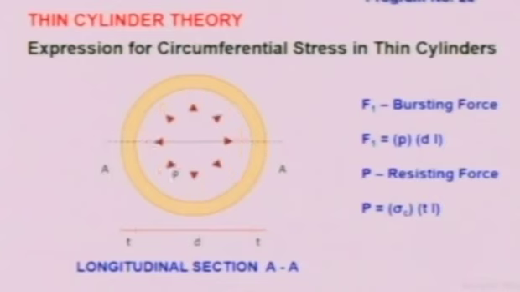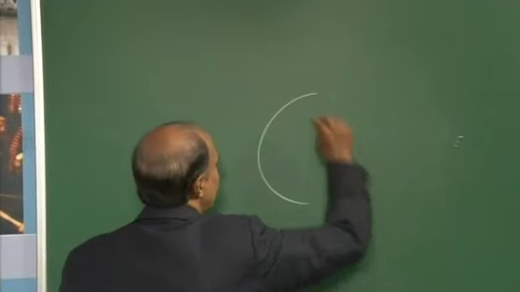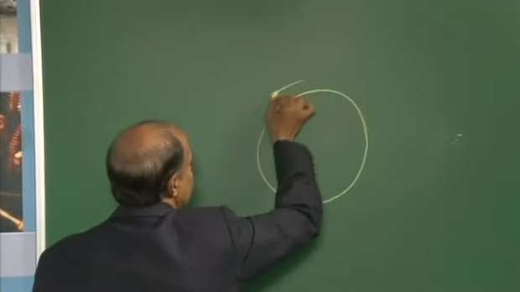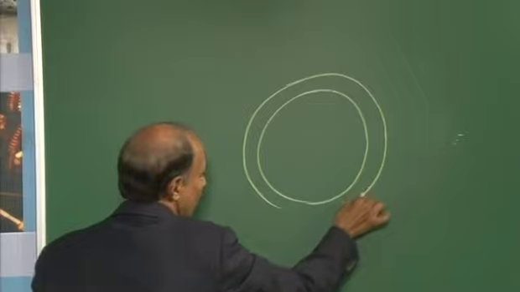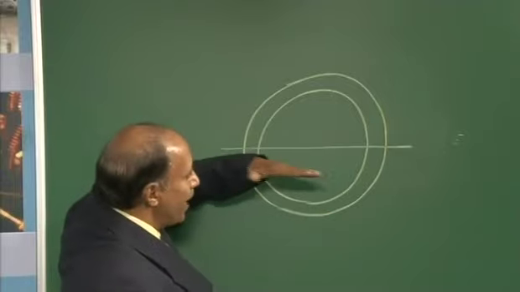So, take a look at that picture on the screen. We are taking a longitudinal section. That means you have a pipe and you take a slice along the longitudinal direction, AA. If I go back to the board here, I am taking a cylinder, that is the cylinder we are talking about, and I need to cut the cylinder in this direction.